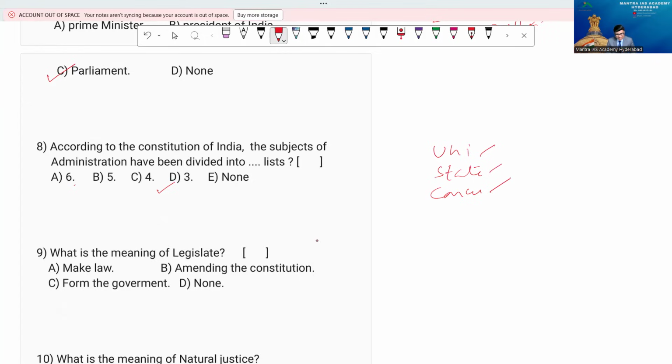Now come to a very important point in this case, beta. What's the meaning of legislate? I just told you that the legislature makes the law. So what's the basic meaning of legislate? Make law, amend the constitution, form the government. So the answer for this question is make law.